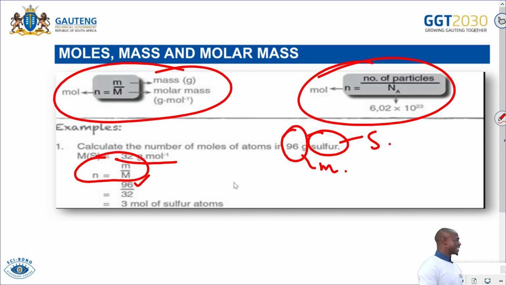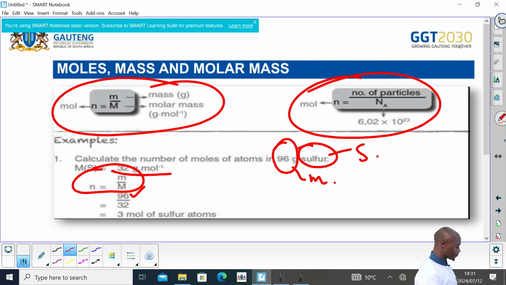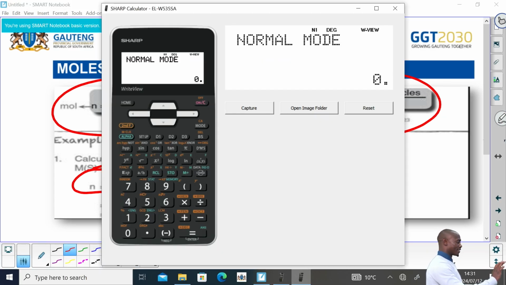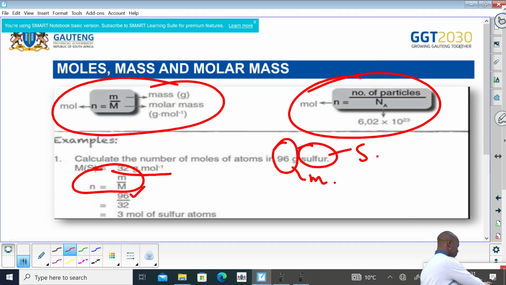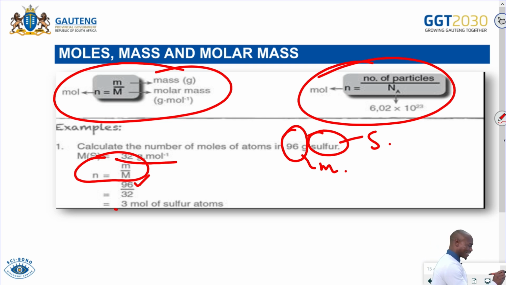So here we have 96 over 32. What is 96 over 32? Then you press your calculator: 96 divided by 32. What are we getting? We are getting 3. But it's not just 3. We are calculating the number of moles. What is the SI unit for number of moles? It's mole, right? So here it's 3 mole.